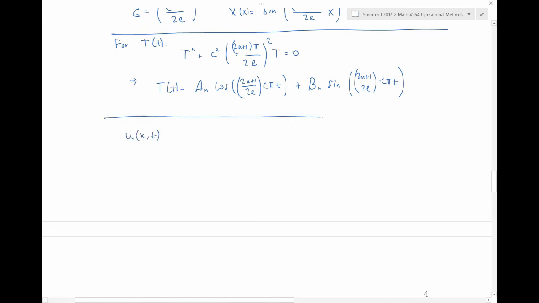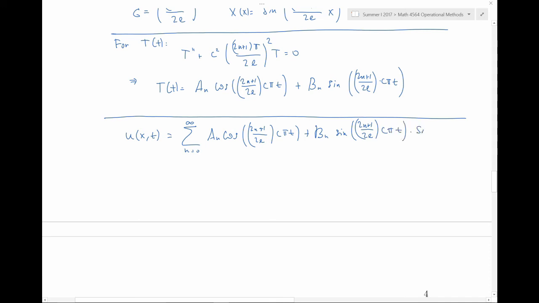So therefore, the full solution must be the summation, n goes from 0 to infinity, because for the quarter period series n has to start at 0. We have a sub n cosine of (2n plus 1) over 2L c pi t plus b sub n sine of (2n plus 1) over 2L c pi t, multiplied by sine of (2n plus 1) over 2L times pi x.